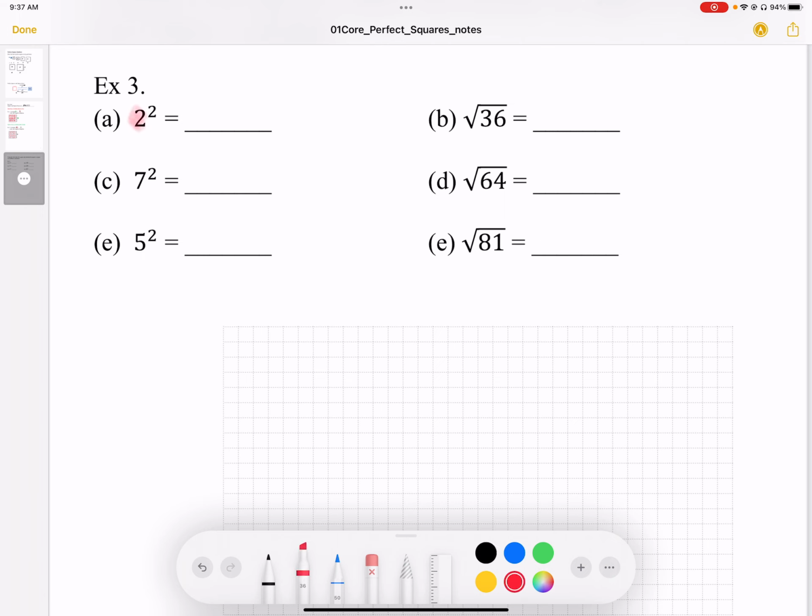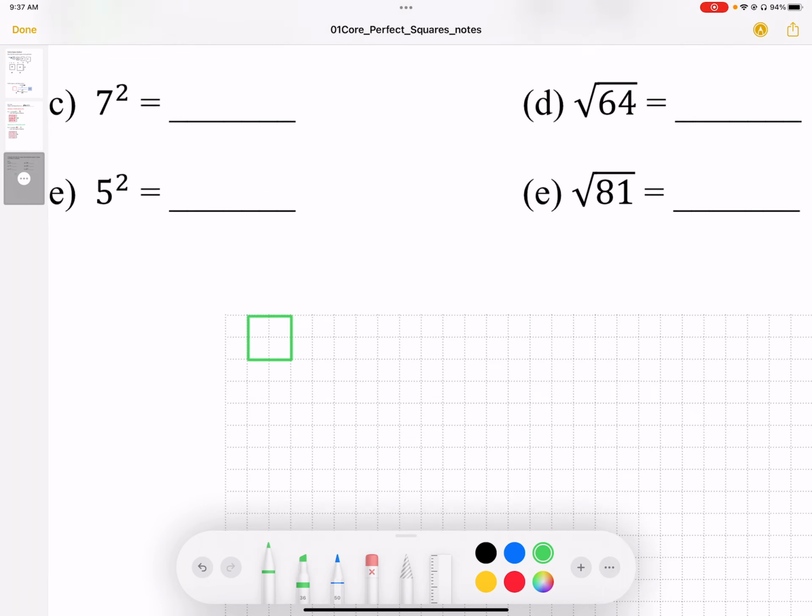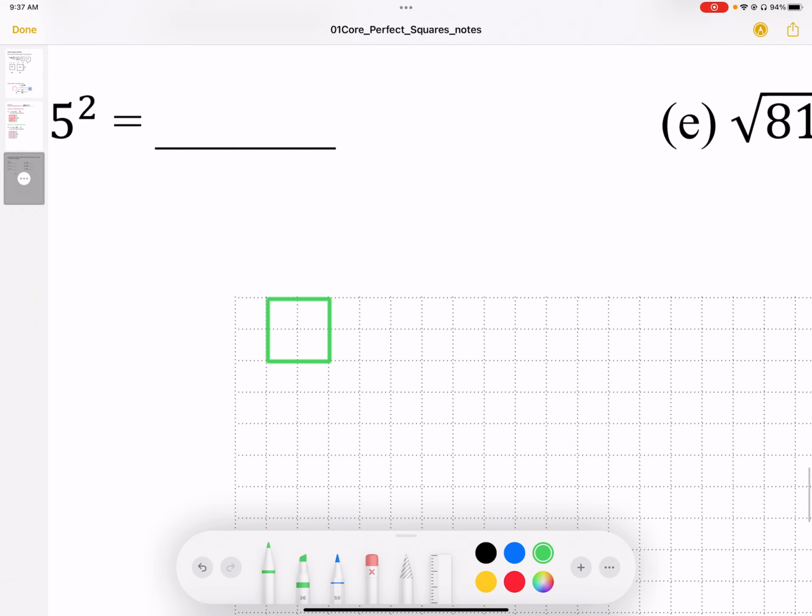Maybe I'll use a different color here. This is going to be my side length. So when I draw this, I want to draw a side length of 2. And I'm going to draw a square with side length of 2. There is 2 squared.